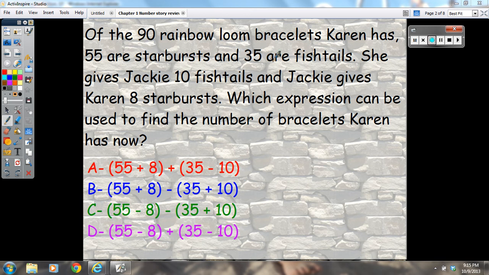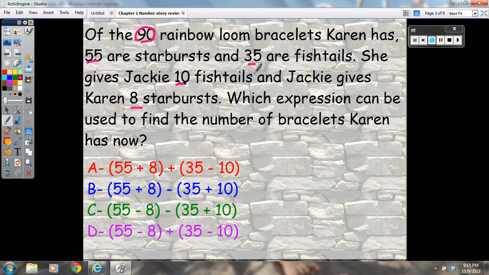So, of the 90 rainbow loom bracelets that Karen has, 55 are starbursts and 35 are fishtails. She gives Jackie 10 fishtails, and Jackie gives Karen 8 starbursts. Which expression can be used to find the number of bracelets Karen has now? Okay, so we know the numbers that we're working with here are the 35, the 10, the 55, the 8. And we could see that those are the numbers that are being used in the choices of each of these expressions. So we know that she started out with a total of 90.